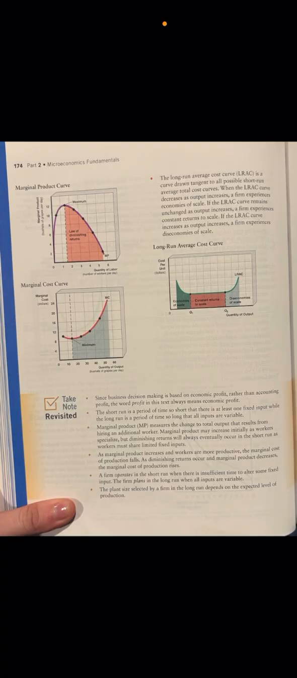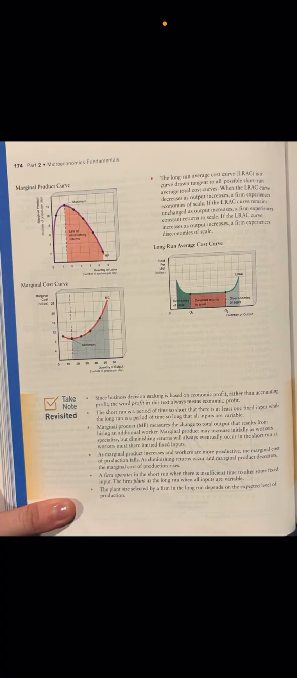Marginal product measures the change in total output that results from hiring an additional worker. Marginal product may increase initially as workers specialize, but diminishing returns will always eventually occur in the short run, as workers must share limited fixed inputs. As marginal product increases and workers are more productive, the marginal cost of production falls. As diminishing returns occur, marginal product decreases and the marginal cost of production rises.